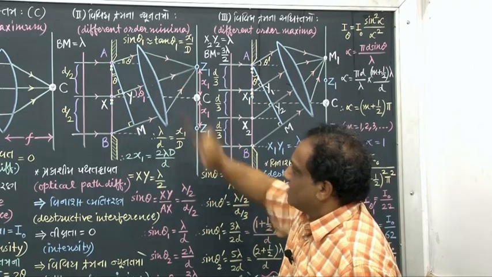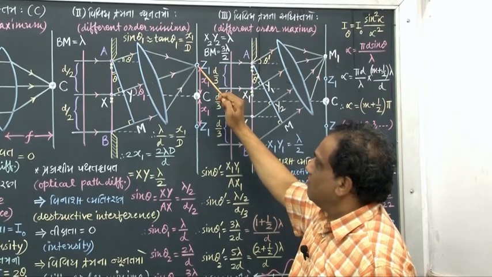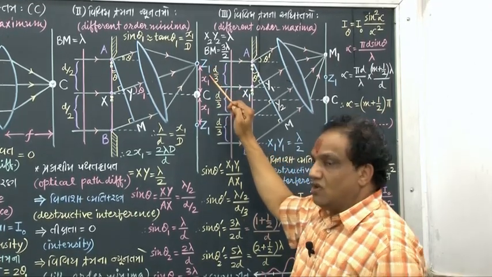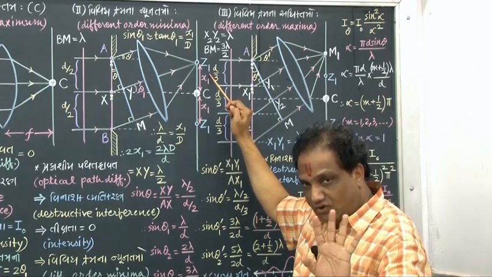Now consider this group of light rays which are bent by angle theta, and now they are focused by this convex lens at some other point on the screen. Let that other point be shown by symbol Z1. Why the symbol is Z? Why it is Z1? I'll tell you, wait.